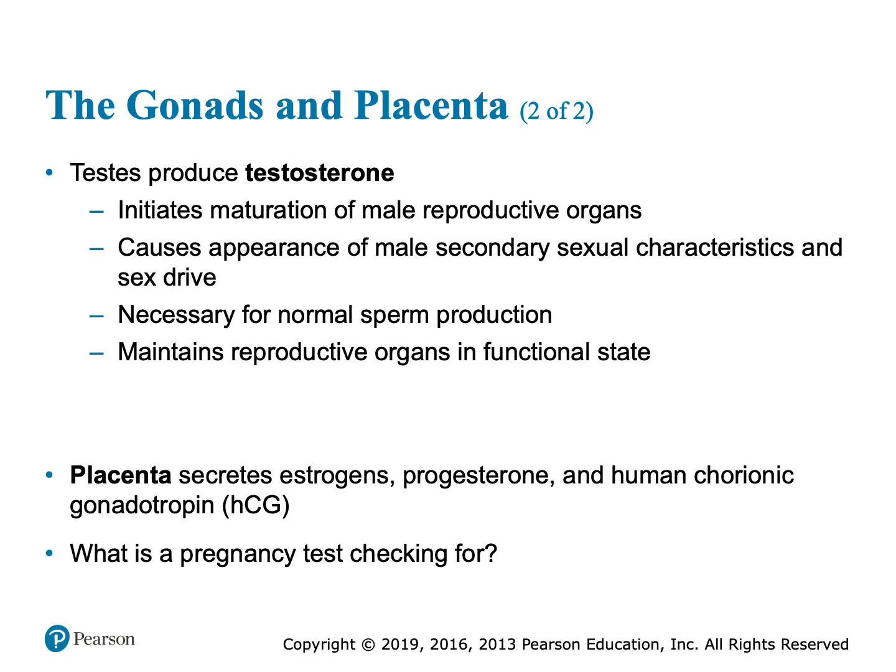Testicles are going to produce testosterone. The placenta, we don't think about that very much, but it actually helps maintain the pregnancy. After the first trimester, it's going to release some estrogen and progesterone. Also, almost immediately after conception, it starts releasing HCG, human chorionic gonadotropin, because before the placenta is called the placenta, it's called the chorion. So, what is a pregnancy test checking for? HCG.